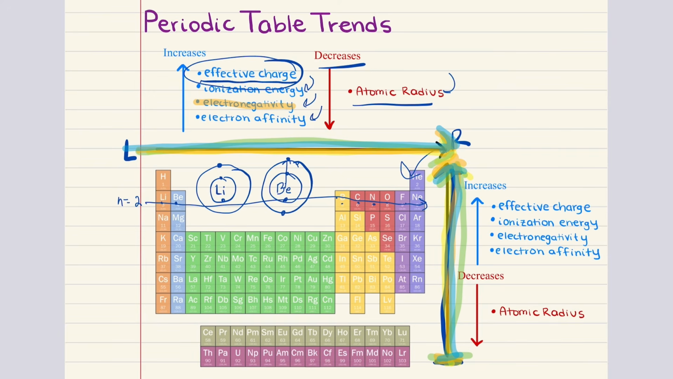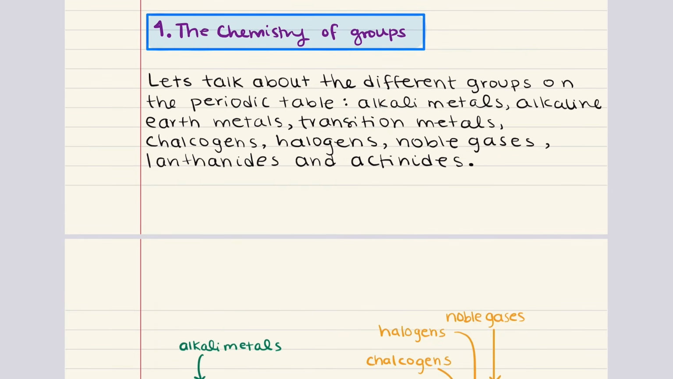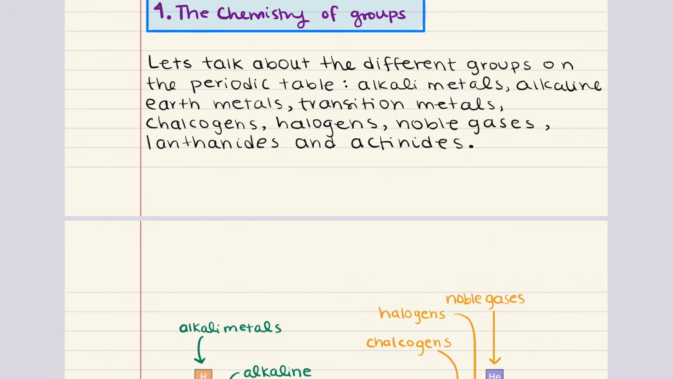That's why we discussed it first and foremost before we even got into defining atomic radius, ionization energy, electronegativity, and electron affinity. Now with that, to end this chapter, let's move into our fourth and final objective and discuss the different groups on the periodic table and some of their unique properties. Here, we're going to discuss alkali metals, alkaline earth metals, transition metals, chalcogens, halogens, noble gases, lanthanides, and actinides. So let's go ahead and get started.